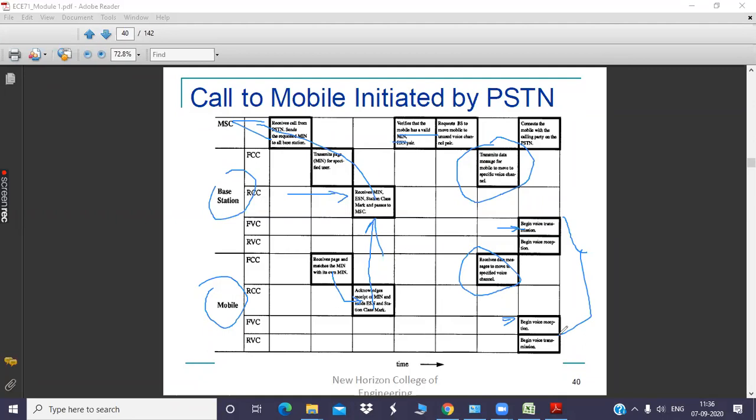Any doubts with the procedure? This is the way of establishing a conversation between the PSTN and the mobile cellular system. Actually, the call is being initiated by the PSTN or landline subscriber, so we always need a PSTN network to be established along with the cellular system. Any doubts? Can I move to the next subcase, or should I explain this once more?